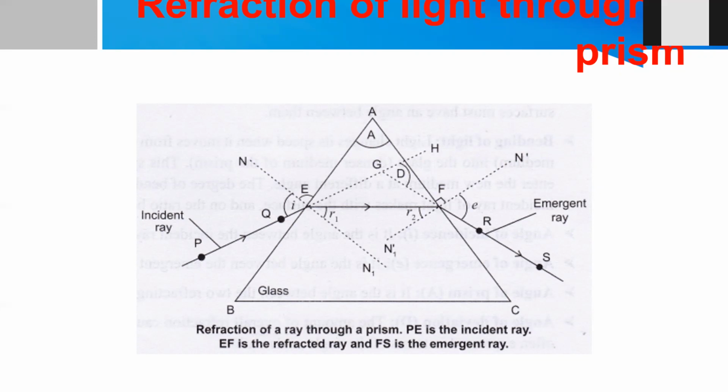Now this is angle A. Can you see over here? The angle name is also A. This is your angle of prism. This is called the angle of prism. And can you see one more angle over here, angle D? What is angle D? That is the deviation angle.